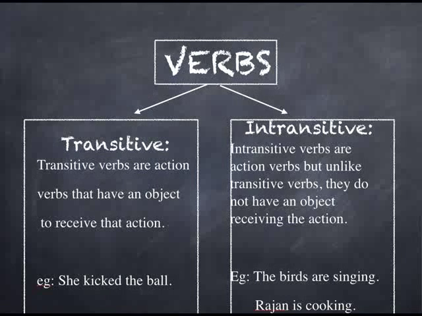However, intransitive verbs are similar to transitive verbs. They define an action, but they don't need an object. मतलब वो verbs जिन्हां दे पिछे object दी ज़रूरत नहीं हुंदी। For example, the birds are singing. Birds गा रहे ने, पर वो की गा रहे ने? We don't care about that. Therefore, there is no object, and the singing is an intransitive verb over here.